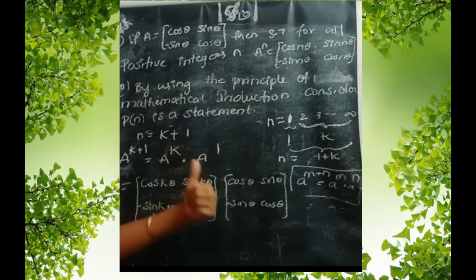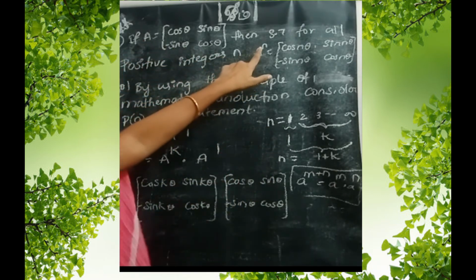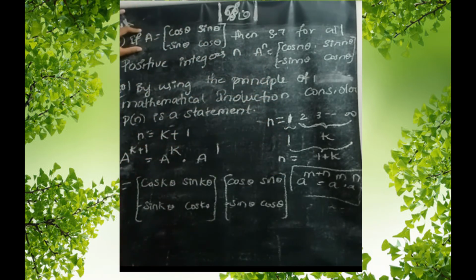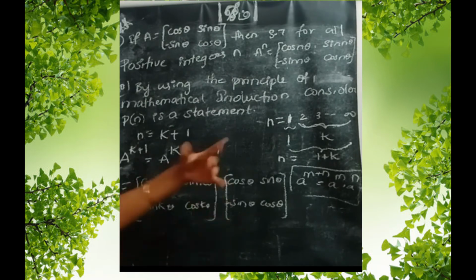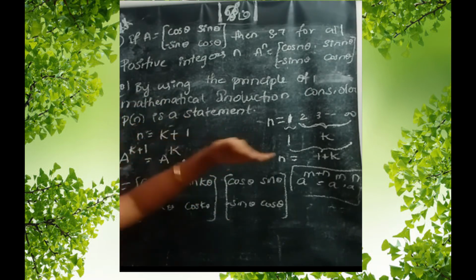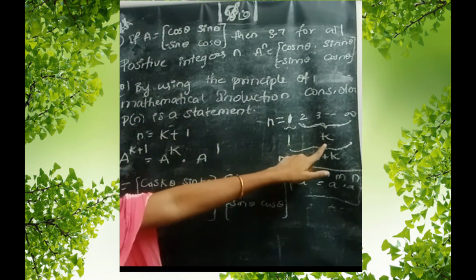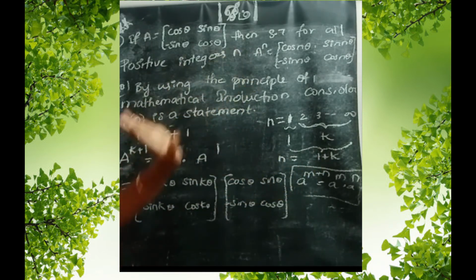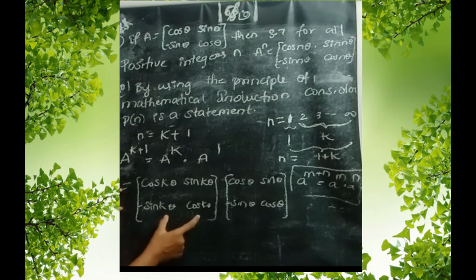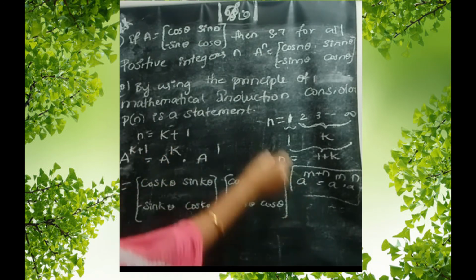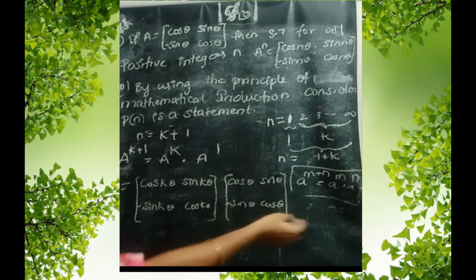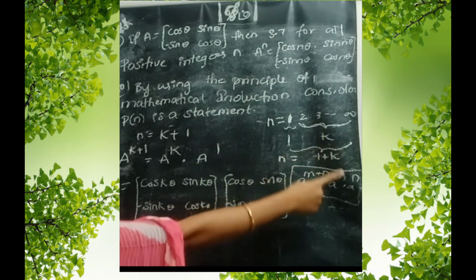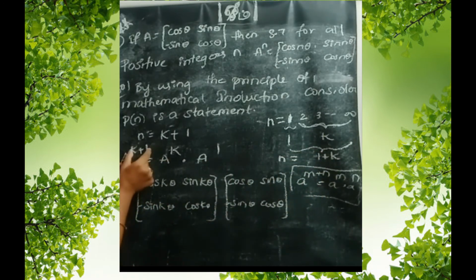That is A power 1 equals, I have substituted n equals 1 in the place of n and we get this value. And I have taken the remaining integers as k and substituted k in the place of n. Then you will get this value. Then we have to find out for all the positive integers, that is n equals 1 plus k. Then you will get A power k plus 1.